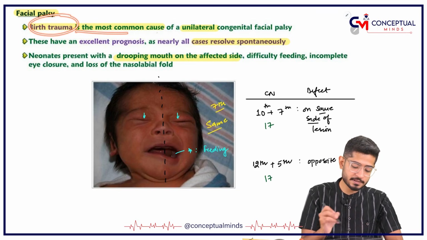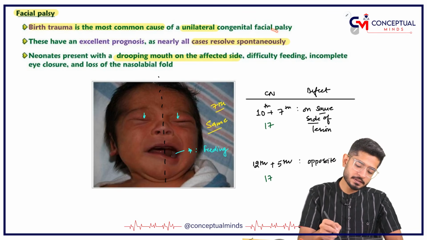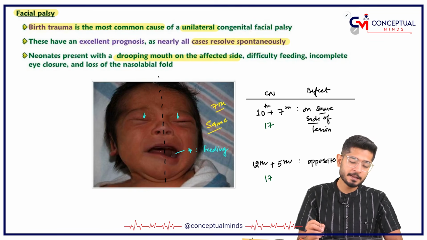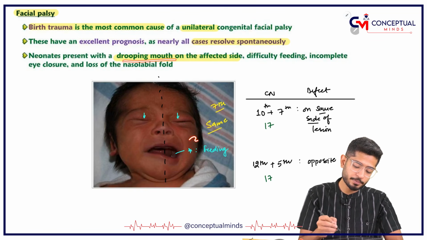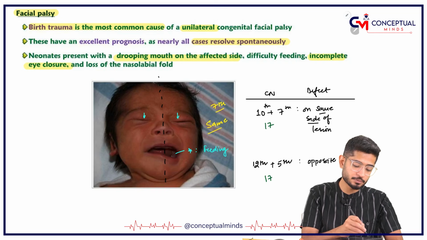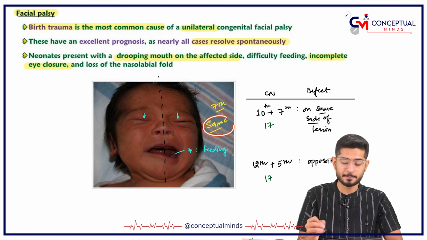Of course, birth trauma is the most common cause. Mostly there is spontaneous resolution, and the neonates present with the drooping mouth on one side, and of course difficulty of feeding is going to be there, incomplete eye closure is going to be there, but on the same side.